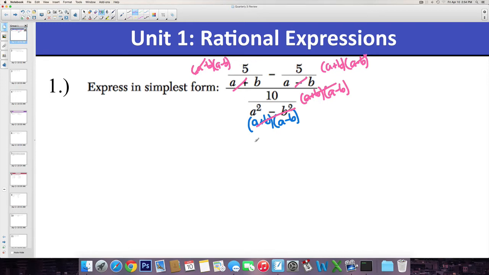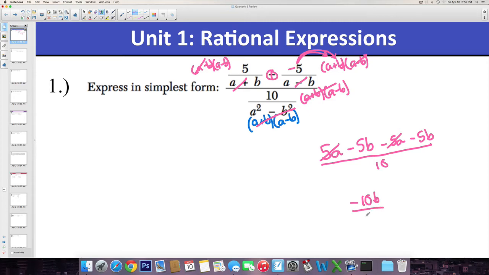So we're left with 5 times a minus b, so that's 5a minus 5b. Now, I would distribute this negative sign to that 5. This way, you don't forget that you need to multiply both terms by negative 5. So that's negative 5a minus 5b divided by the denominator, we just have 10. So 5a minus 5a, that adds to 0. Negative 5b minus 5b is negative 10b divided by 10, and we're left with negative b.